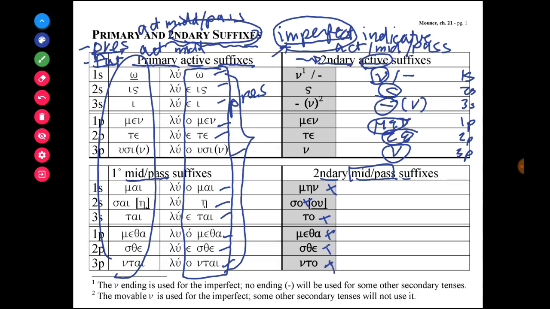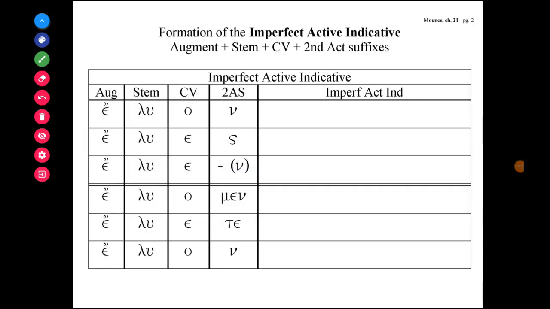These suffixes do not have a connecting vowel with them, and there will be some slight changes to what the suffixes look like once the connecting vowel is added. So let's see how these secondary suffixes are used in the imperfect indicative forms.